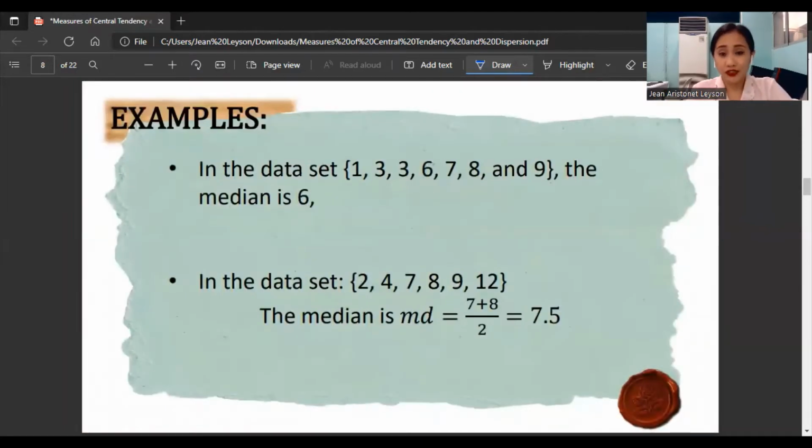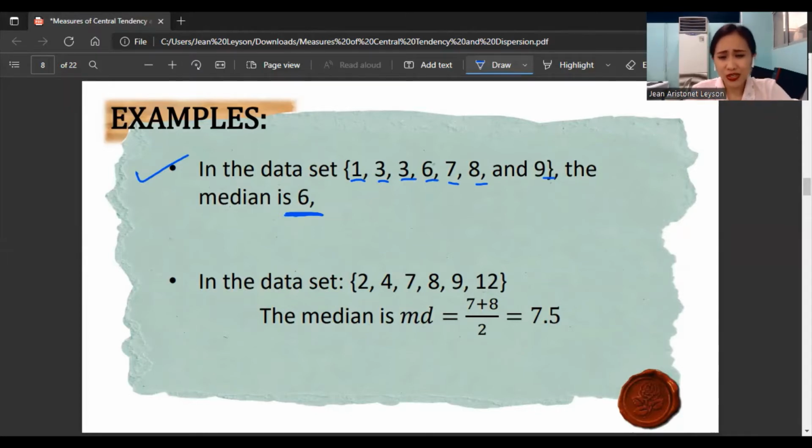We have here two examples. Let's have the first one. In the data set 1, 3, 3, 6, 7, 8, and 9, the median is 6. How did we arrive at the answer 6? The first thing that you have to do in getting the median is to arrange your data set either from highest to lowest or lowest to highest, ascending or descending order, whichever is okay, as long as the numbers are being arranged.